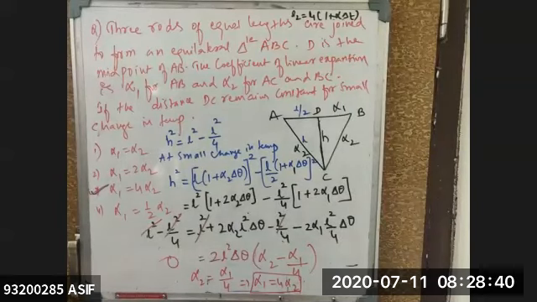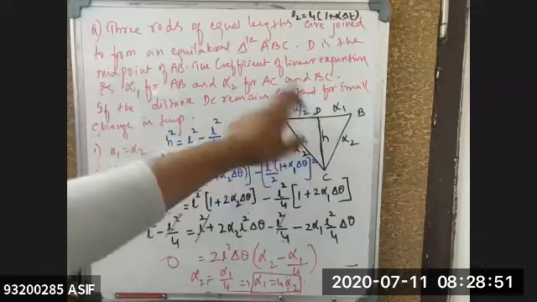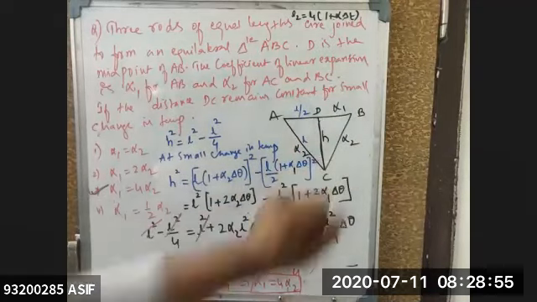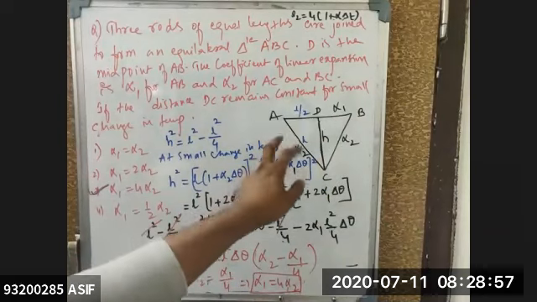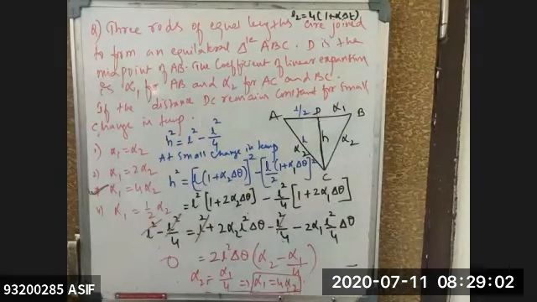Good question. Try to understand the terminology of the questions. We'll be getting lots of questions of this type. Three rods of equal lengths are joined to form an equilateral triangle ABC, where D is the midpoint of AB. The coefficient of linear expansion of this one is alpha 1, and for AC as well as BC it is alpha 2. Distance DC remains constant.